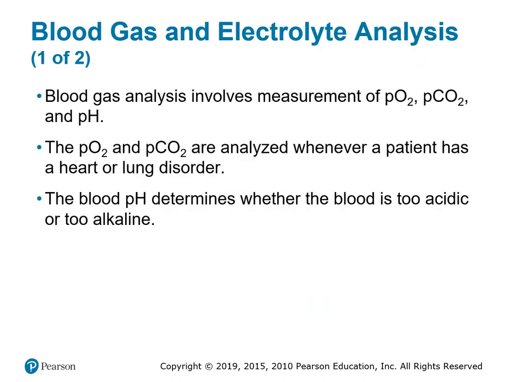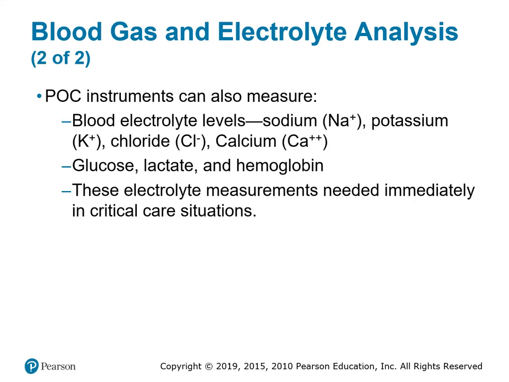All right. Blood gas and electrolyte analysis. Blood gas analysis involves measurements of PO2, PCO2, and pH. The PO2 and PCO2 are analyzed whenever a patient has a heart or lung disorder, right? The blood pH determines whether the blood is too acidic or too alkaline, right? Right. POC instruments can also measure your blood electrolyte levels: sodium, potassium, chloride, calcium, glucose, lactate, and hemoglobin. These electrolyte measurements are needed immediately in critical care situations.